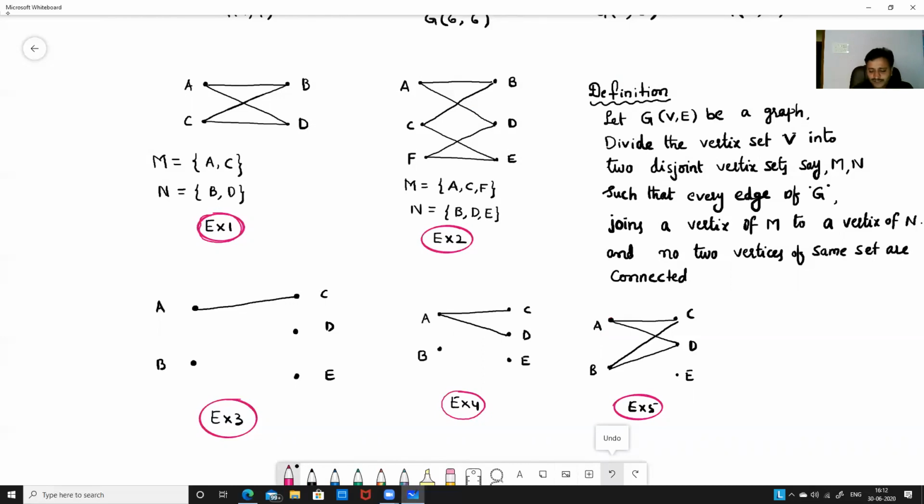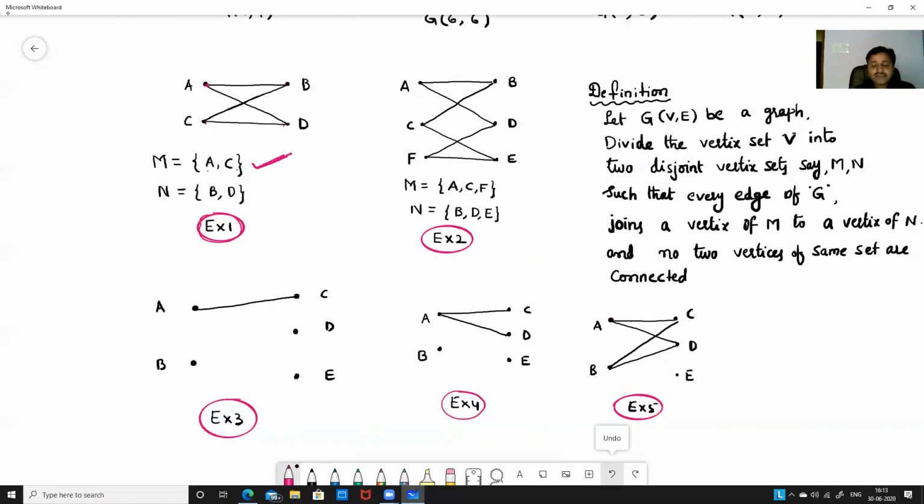But if you observe example 1, example 2, example 3, example 4, example 5, all these are bipartite graphs only. But if you observe example 1, every vertex of M, what are the vertices of M? A and C. Every vertex of M is connected to every other vertex of N. Clearly, look here. A is connected to B. A is also connected to D. C is connected to B. C is also connected to D. Means every vertex of capital M is connected to every other vertex of capital N.